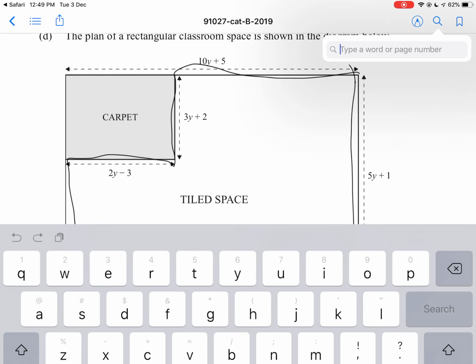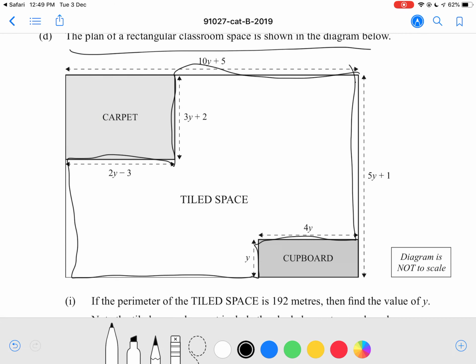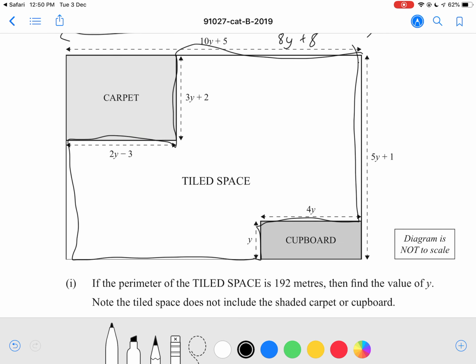Alright, so if this whole length is 10y plus 5, and this length is 2y minus 3, then this length has to be 10y plus 5 minus 2y minus 3, which is 8y plus 8. What am I doing? 8y plus 8, yeah, that's right. So this is 8y plus 8 plus 3y plus 2. Yeah, okay. This length is 3y plus 2.